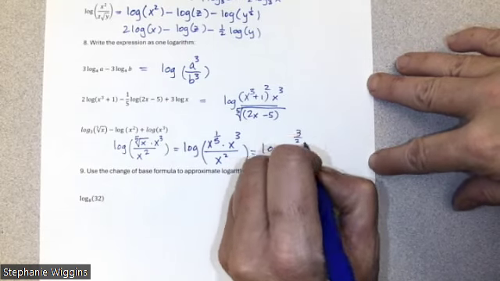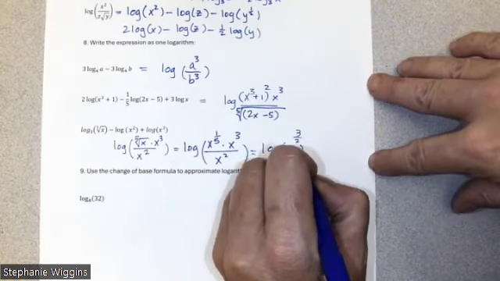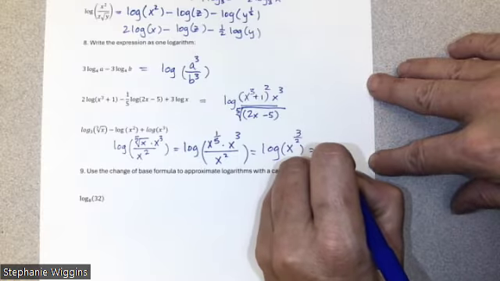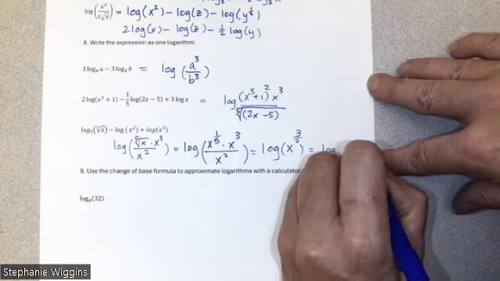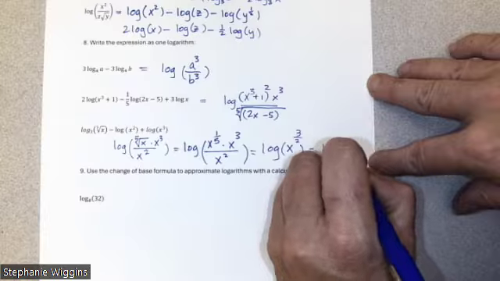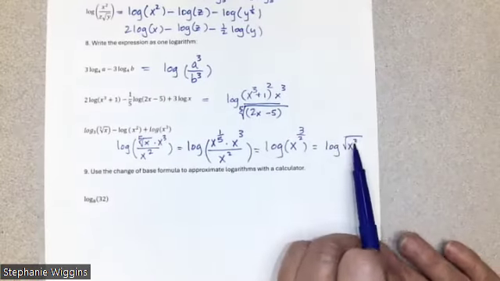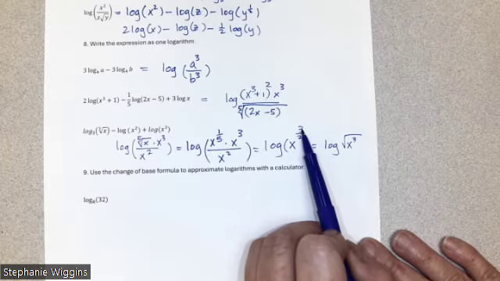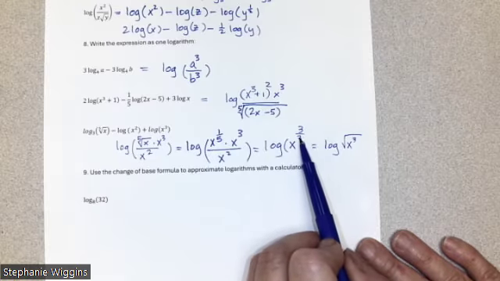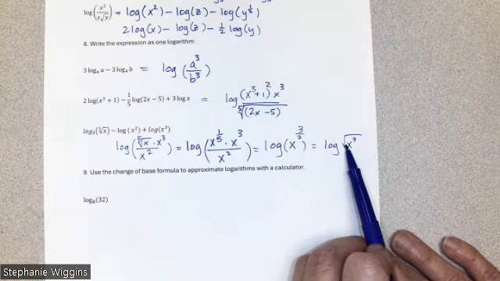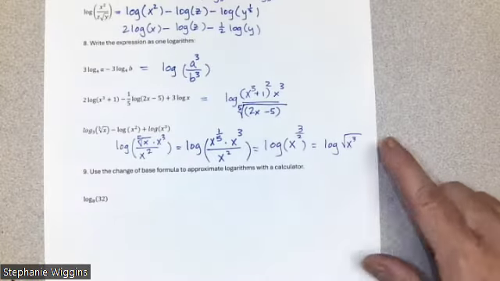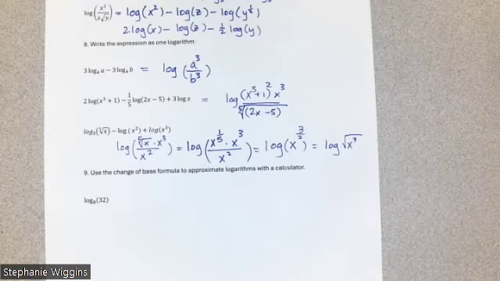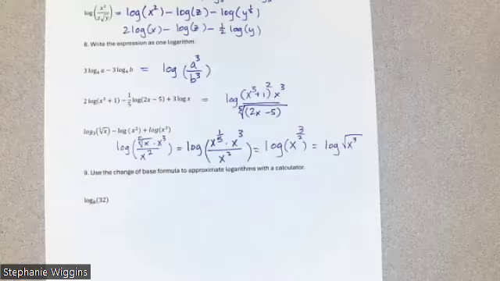You could just write that as x to the 3/2, or you could write it as log of the square root of x cubed. The 3 here is the exponent because this 3 is in the numerator. And the fact that the 2 is in the denominator means you're taking the square root. So this is your condensed form, or you're writing it as a single log.